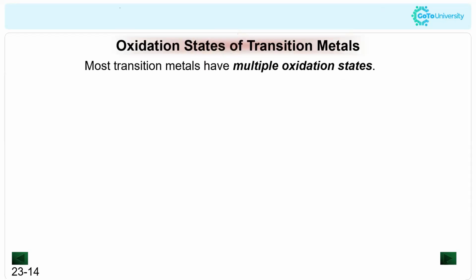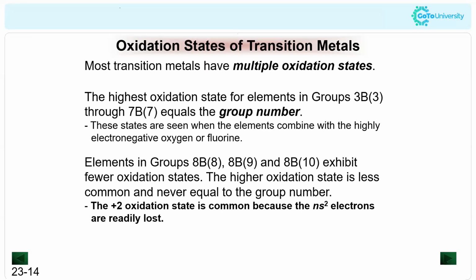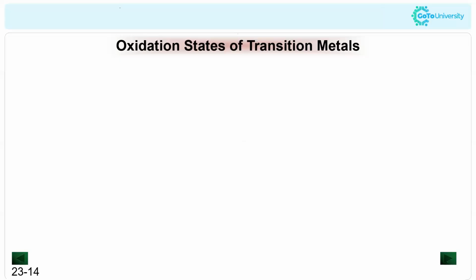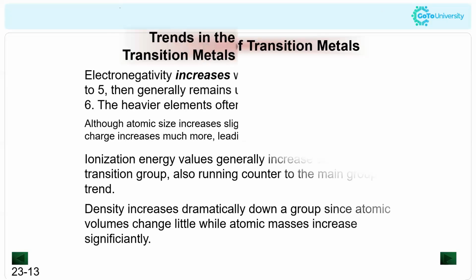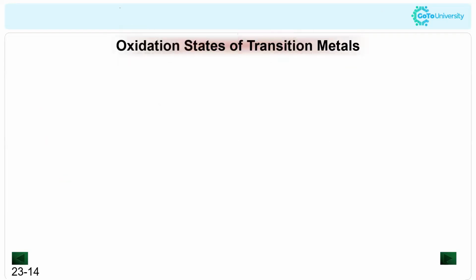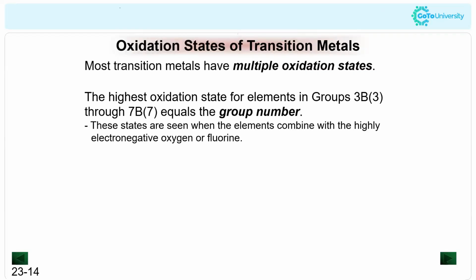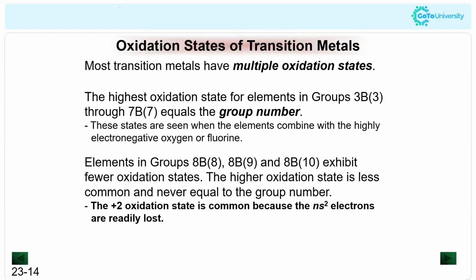Now coming to the next one, the oxidation states of transition metals. Before that, note down this point. Next is the oxidation states of transition metals. Mainly these transition metals can show multiple oxidation states. That is the important point. So they are showing variable oxidation states.